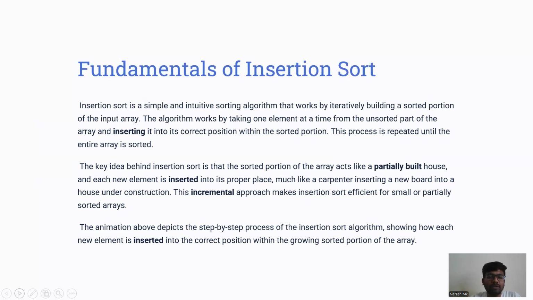The key idea behind insertion sort is that the sorted portion of the array acts like a partially built house, and each new element is inserted into its proper place, much like a carpenter inserting a new board into a house under construction. This incremental approach makes insertion sort efficient for small and partially sorted arrays. The animation above depicts the step by step insertion sort algorithm, showing how each new element is inserted into the correct position within the growing sorted part of the array.